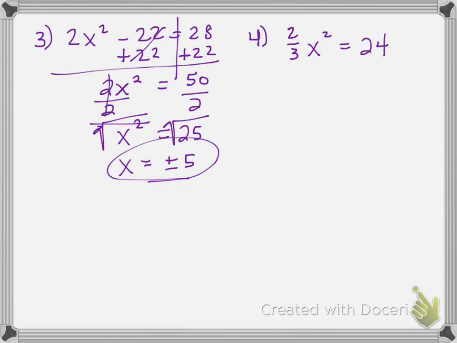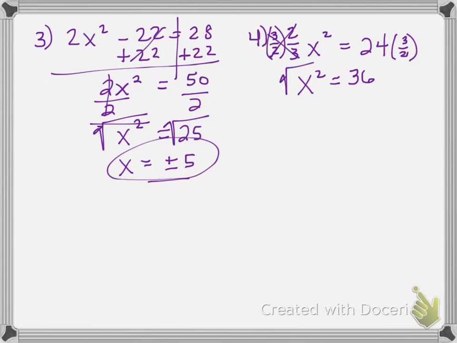If I don't have a calculator that does fractions, what I can do is I can multiply by the reciprocal on both sides. So I know the 2's cancel and the 3's cancel, so I'm left with x squared. And then 24 times 3 halves. 24 times 3 divided by 2. Okay, so 24 times 3 is 72. And then I divide that by 2, and that's 36. So I'm going to get 36.